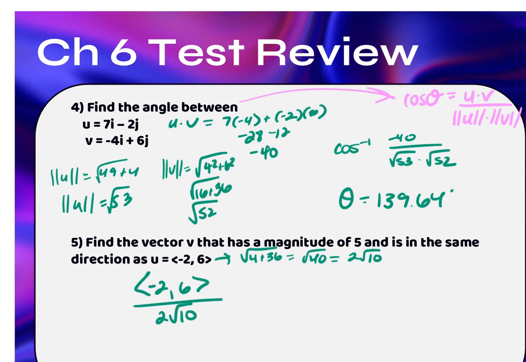And then in the calculator, you're going to do cosine inverse of negative 40 over the square root of 53 times the square root of 52. And again, you could keep one square root and keep the product underneath. It doesn't matter, but that should be your angle, 139.64.